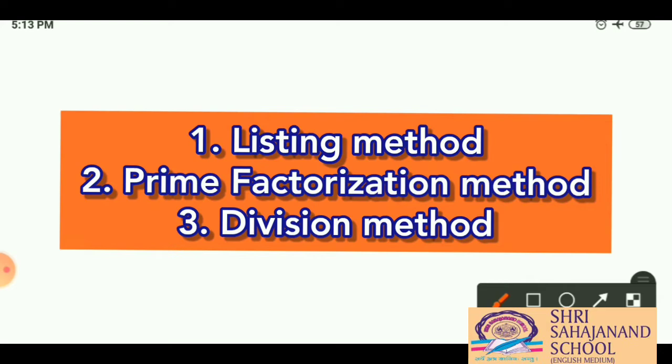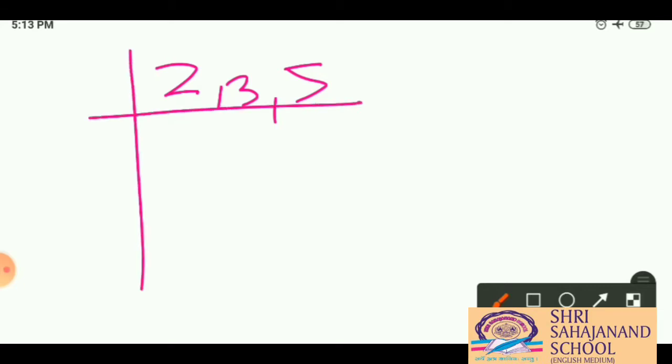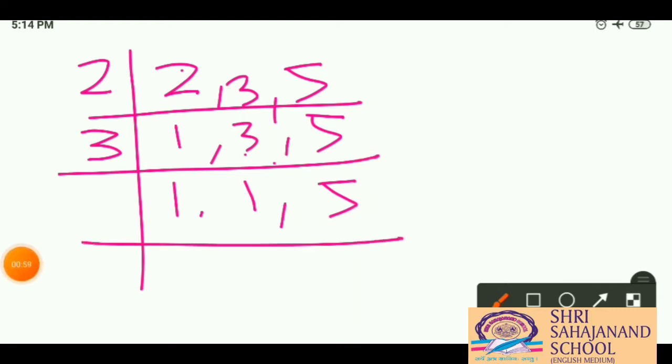Now let me use the common division method. The numbers are 2, 3 and 5. Here 2 is an even number, so the smallest prime number is 2. Let me divide this: 2 1s are 2. Now just bring down 3 and 5 because these are not divisible by 2. Now here we have 1, we don't need to divide it. Now 3 and 5 we have, so let me use another number, 3. Bring down 1. Now 3 1s are 3, and bring down 5. Now the last number we have is 5, so bring down 1, 1 and 5 1s are 5.